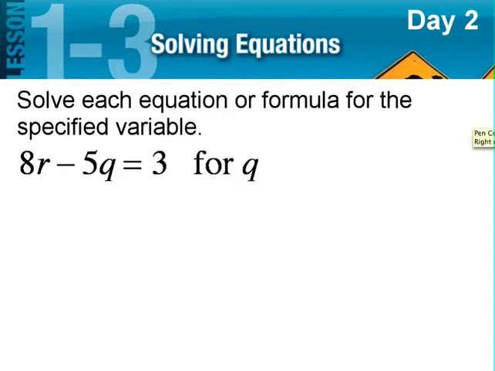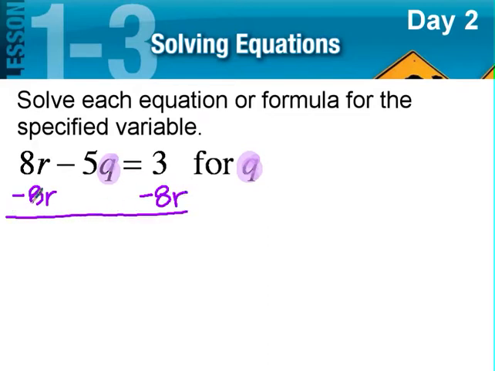All right, it says we have 8r minus 5q, and that equals 3. And we want to solve it for q. So what that means is I want to get q here all by itself. And that's what I want to solve for. And so what's the first thing I'm going to do in order to get q all by itself? Minus 8r. So I'm going to subtract 8r from both sides.